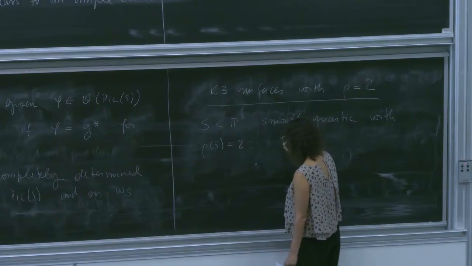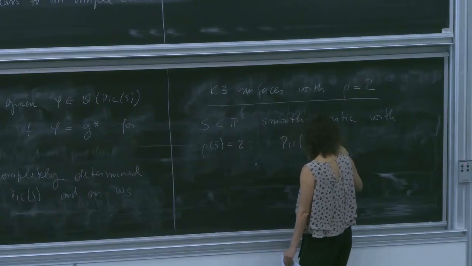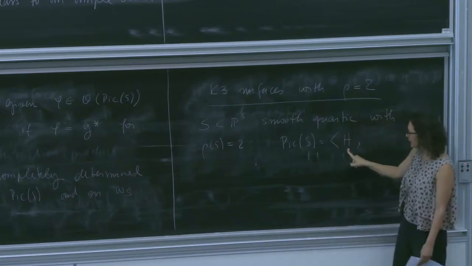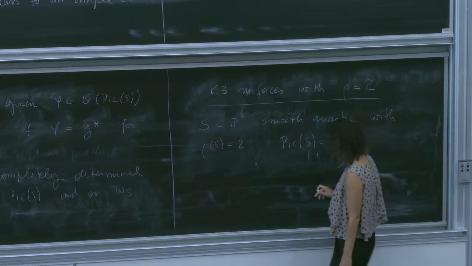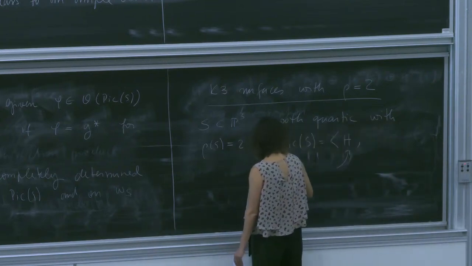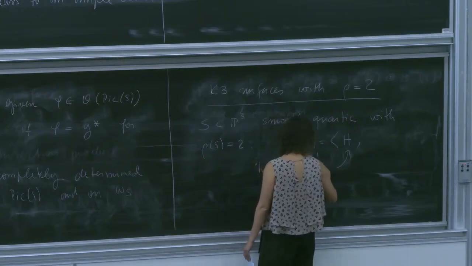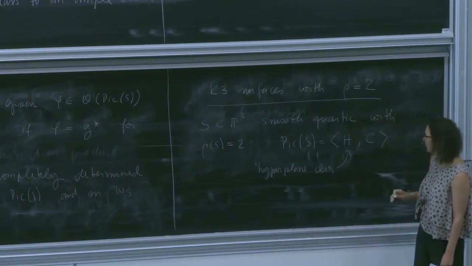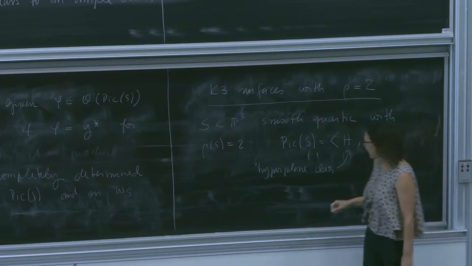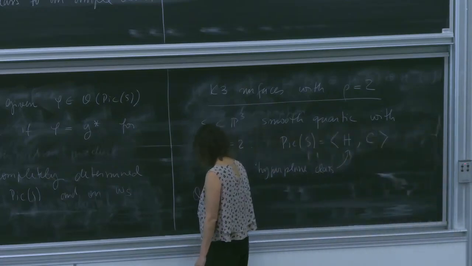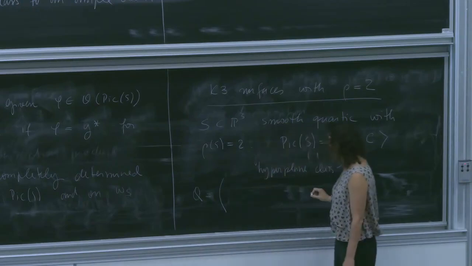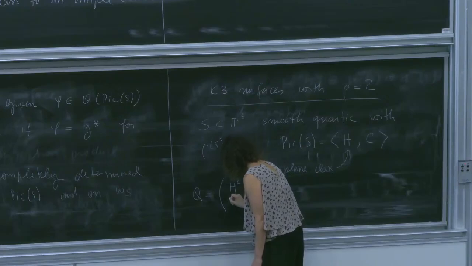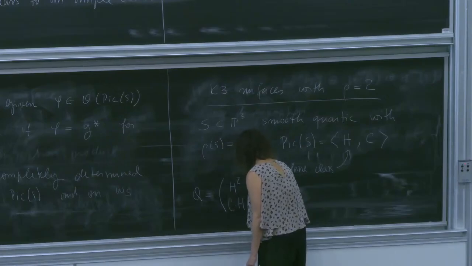well, then the Picard group can be generated by the hyperplane class in P3. So this H, I will always denote a hyperplane class, and the class of some other curve C. So with this basis, I can write the intersection form. I will always write it in terms of a matrix. So this matrix will be H squared, C times H, C times H, and C squared.